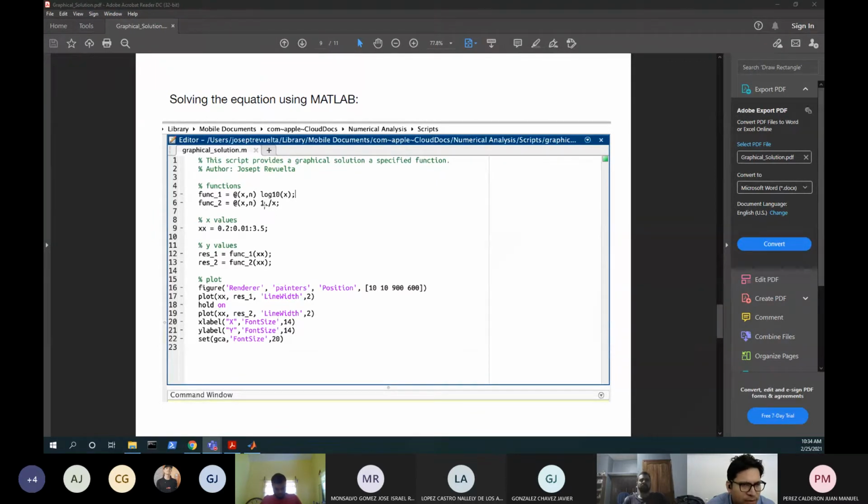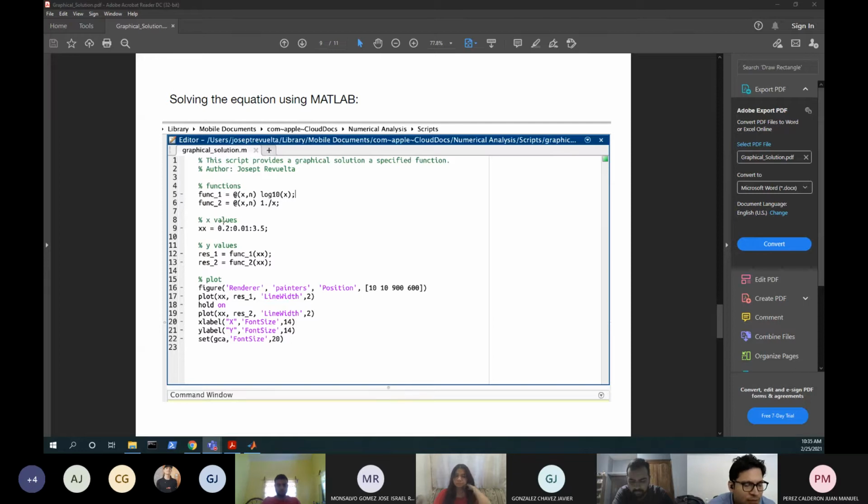You can ask, Professor, why do you have a dot? Because this is a vectorial operation. I want to have this as a vector of 1 divided by the vector of the values that I'm inputting in this case. Okay, so this is the function.